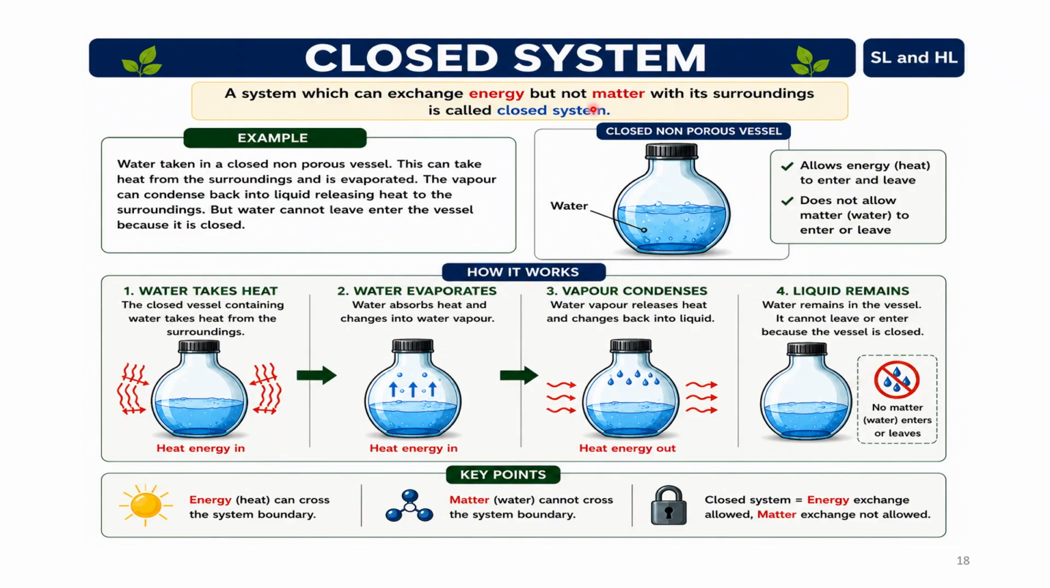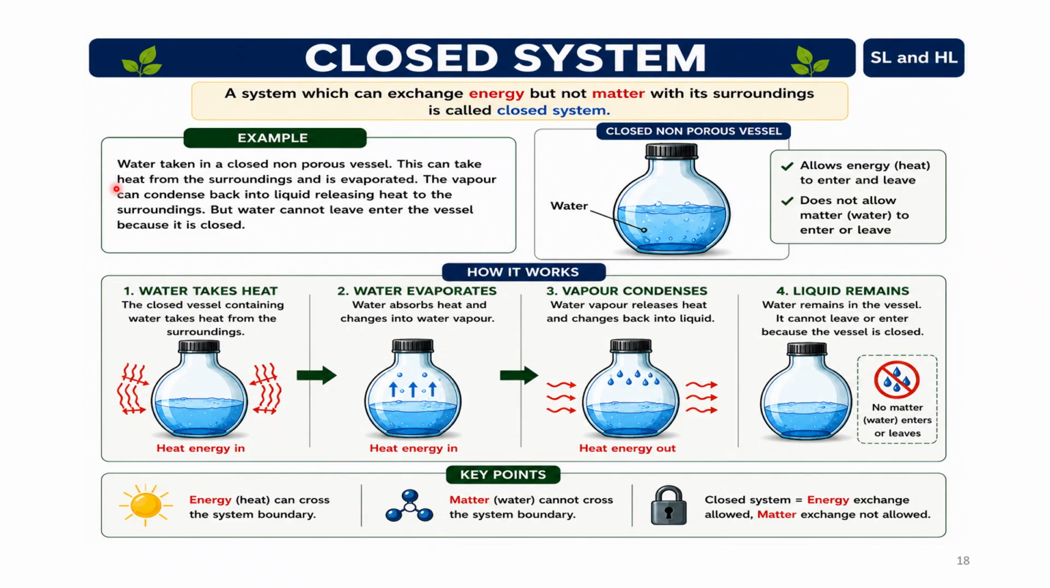Closed system. A closed system is defined as a system that can exchange energy with its surroundings, but does not exchange matter across its boundary. Closed systems are less common in nature, and are often used as simplified models to understand system behavior.